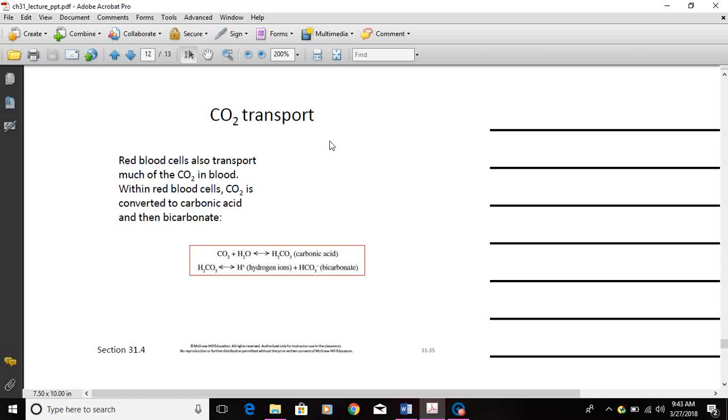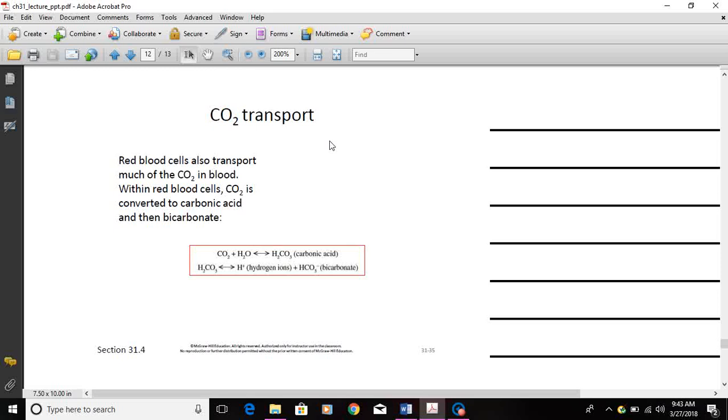Alright, so here's the transport of CO2. If your blood gets too much carbon dioxide in it, like if you're holding your breath or you're just having trouble breathing, what happens here is you have a buffer system. Carbon dioxide acts like what's called a Lewis acid, and so it'll actually lower the pH of your blood if there's too much in there.